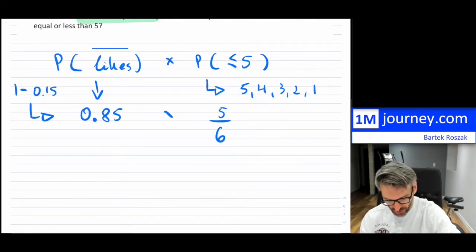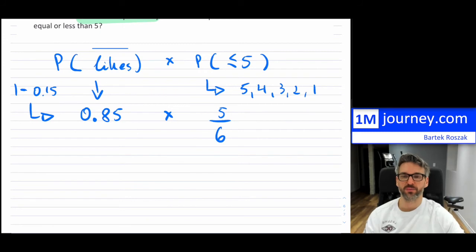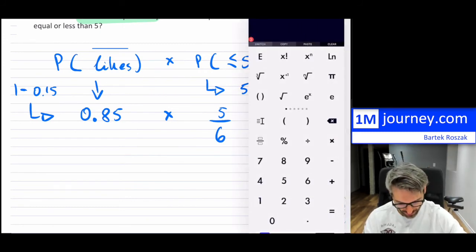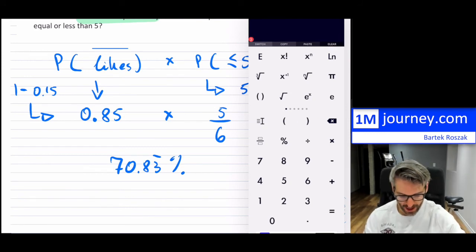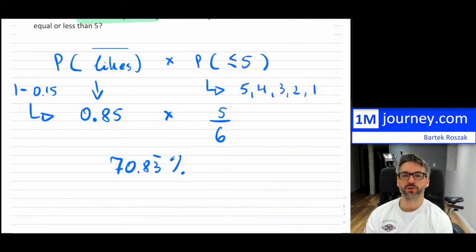And now all you do is multiply the 2 probabilities. Let's actually multiply them this time around. So this times 5 divided by 6. This is approximately 70.83%. That would be this particular question.